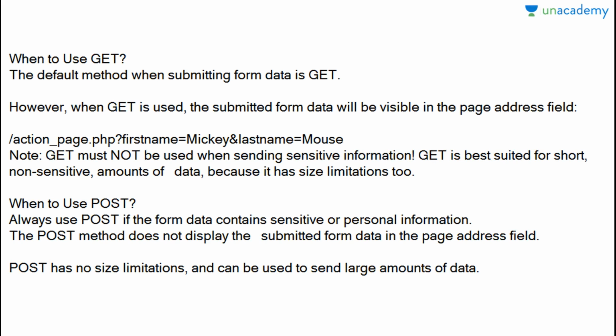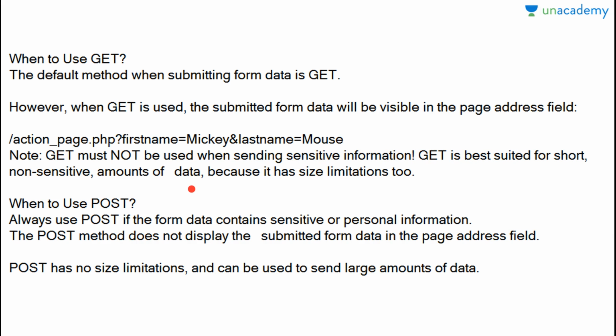Now let's see what is the use of the get method. The default method when submitting the form data is get. However, when the get method is used, the form data will be visible in the page address field. It will be displayed like this: actionpage.php, then first name equals Mickey and last name equals Mouse. The get method is not safe because it shows the information that you have sent to everyone, and it also has size limitations.